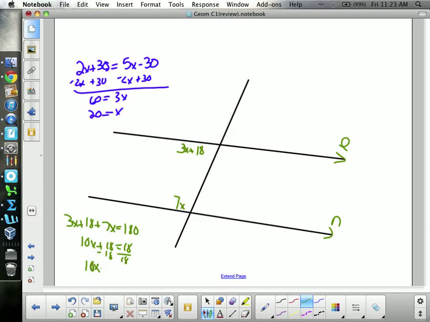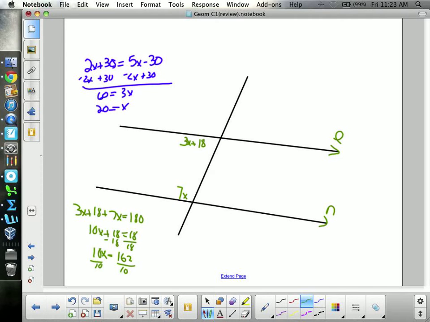So 10x equals 162 divided by 10. That would be 162 tenths or 81 fifths. That's good enough. All right. So that's the kind of problem that we're going to deal with.